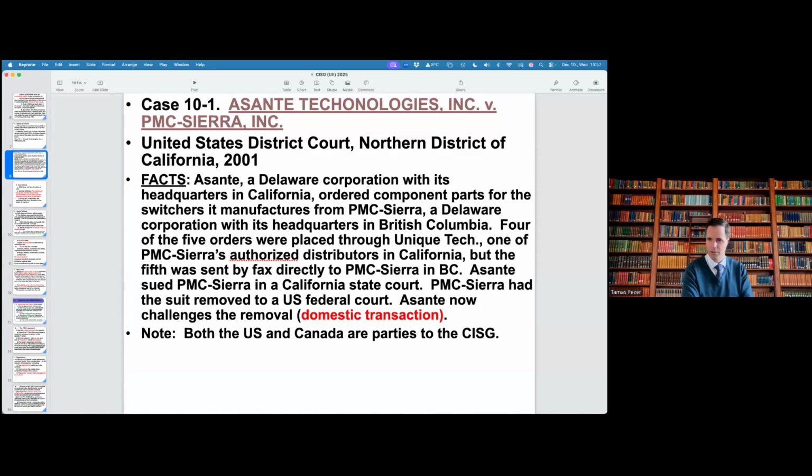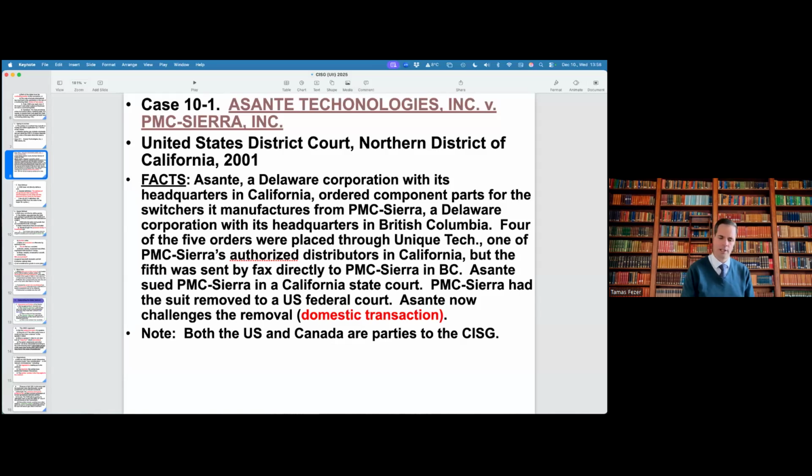Well, the American court got to the conclusion that place of business, in lack of a clear definition in the CISG, should always be the place where the actual party, the company, operates, that has the closest connection to the transaction. Delaware has absolutely no connection to this sales contract. Delaware is just the place where both companies were incorporated. But this is irrelevant from the perspective of the sales transaction. Unique Technologies is not a seller and it's not a buyer, so it's not a party to the contract.